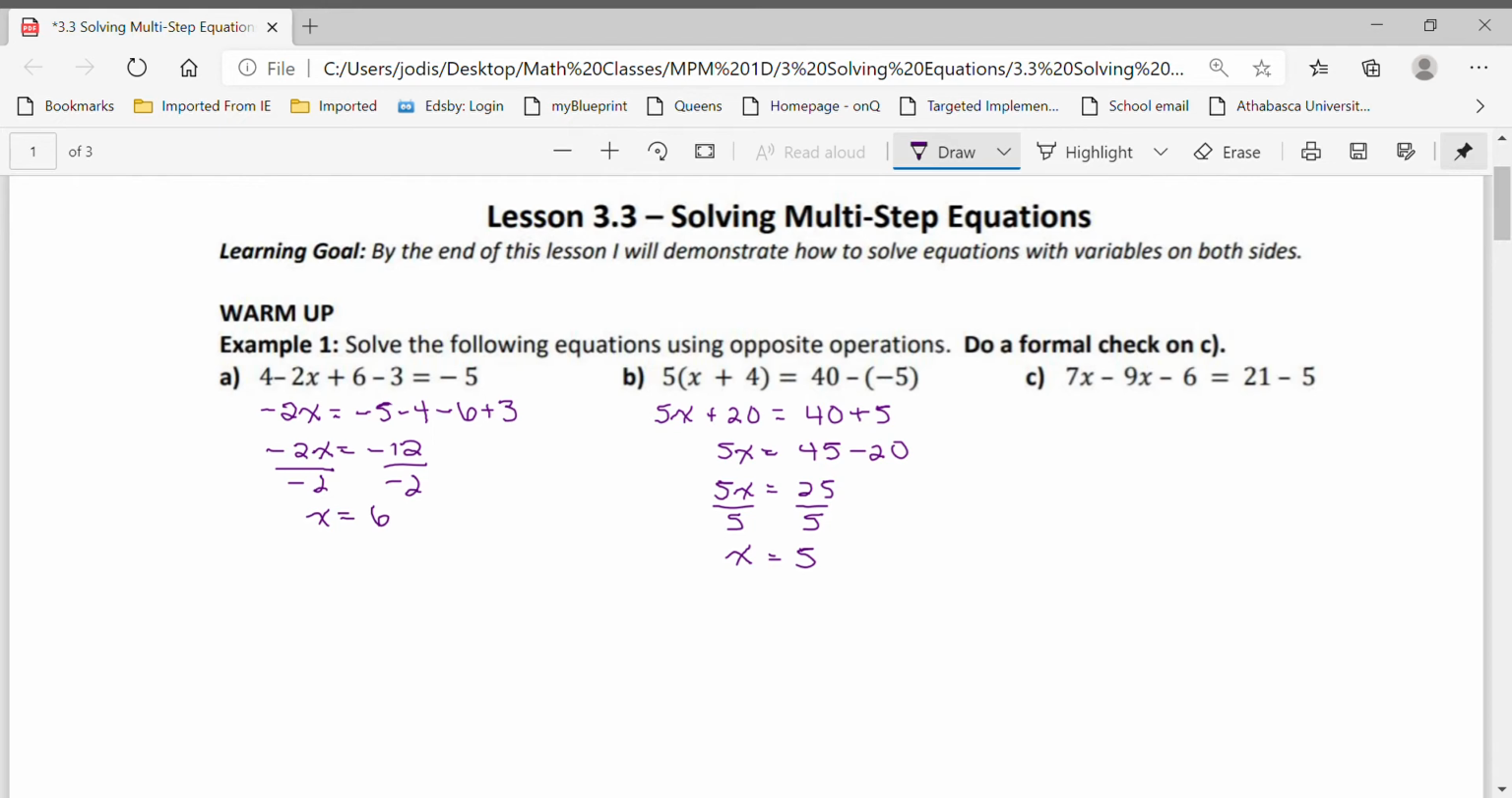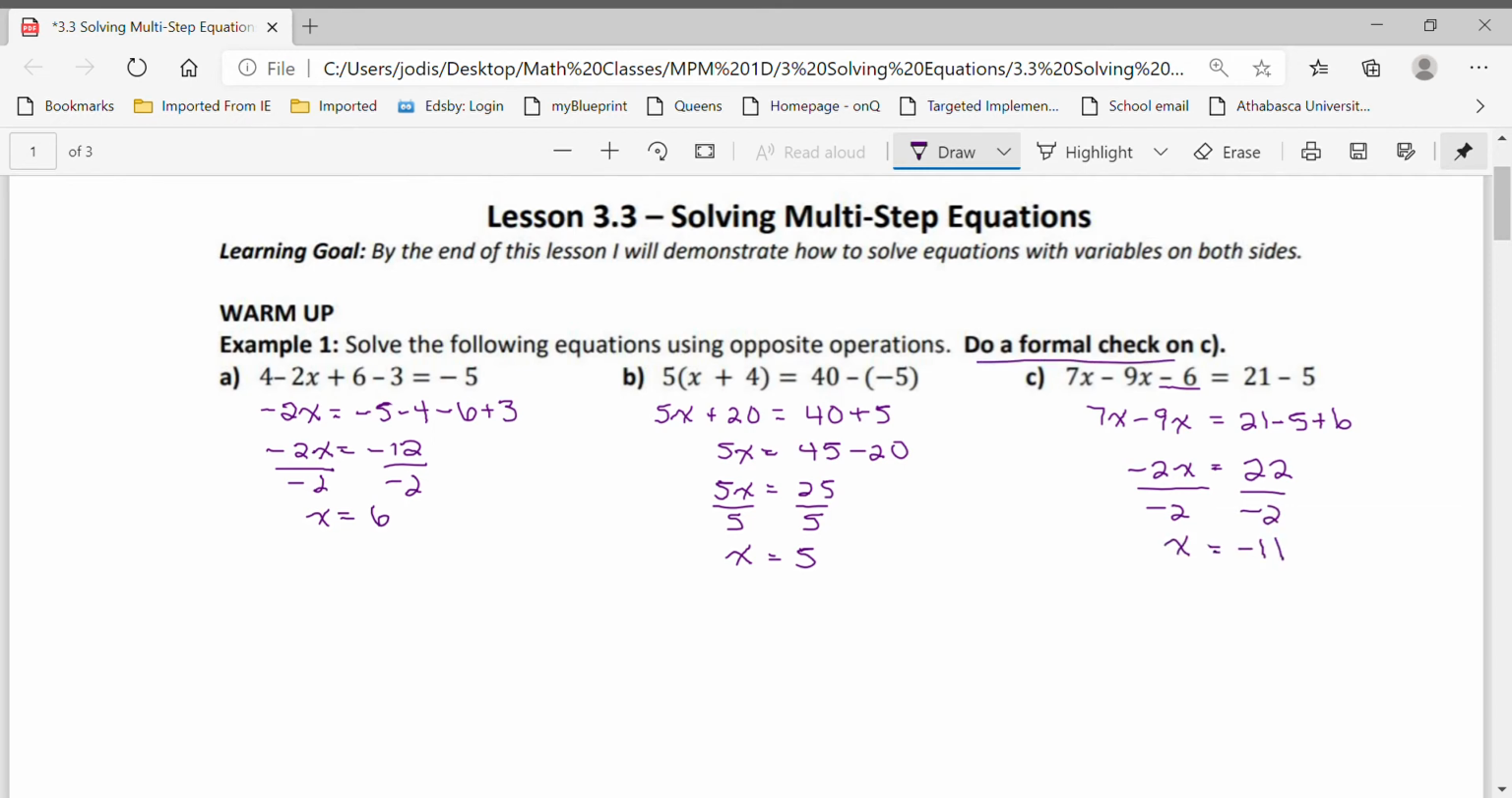And then last one here, I'm going to leave all my x's together. So this 7x minus 9x, I'm going to leave my 21 minus 5, and then this -6 becomes a +6. So I can simplify here. 7x minus 9x is -2x. And then on this side, simplify. So 21 minus 5 is 16, plus another 6 is 22. And then we're going to divide both sides by -2, and we get x is -11.